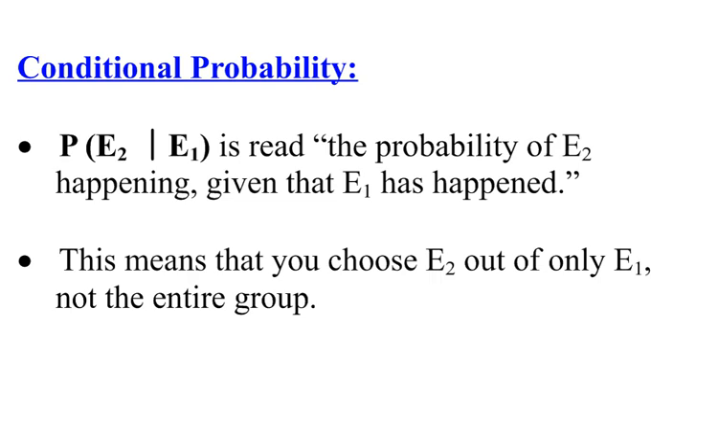In this lesson we are going to learn about conditional probability. The notation looks a little bit weird right away if you haven't seen it before, but it's read as the probability of E2 happening given that E1 has happened. This means you choose E2 out of only E1, not the entire group. I don't know if that makes a lot of sense until you actually see an example, so we'll just start with that.